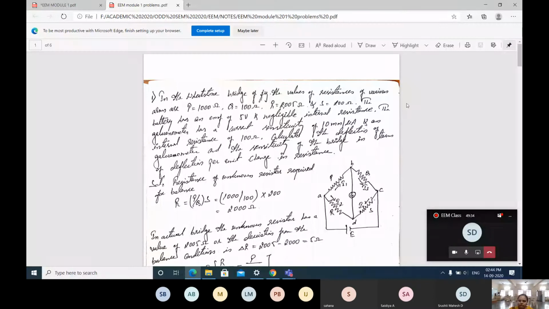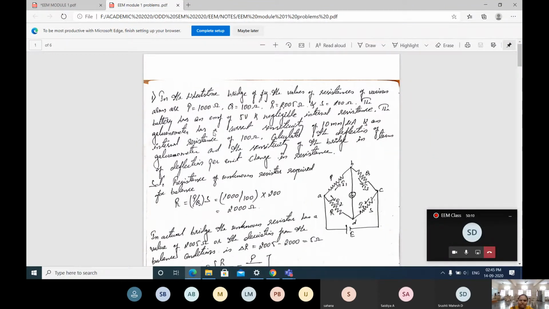Okay, the first problem here is a Wheatstone bridge. In the Wheatstone bridge, this is the figure PQRS. The values of resistances of various arms are: P is 1000 ohm, Q is 100 ohm, capital R is 2005 ohm, and S is 200 ohm. It's given. The battery has an EMF of 5 volts and negligible internal resistance.